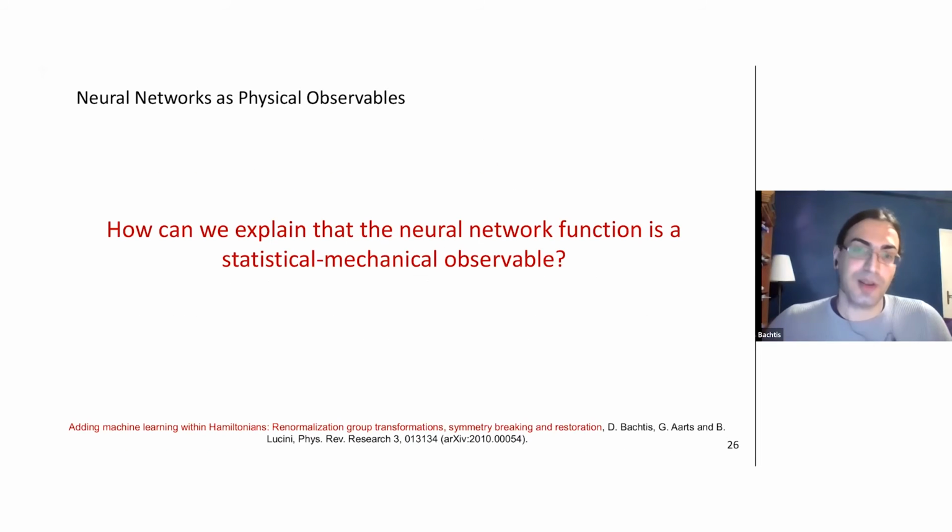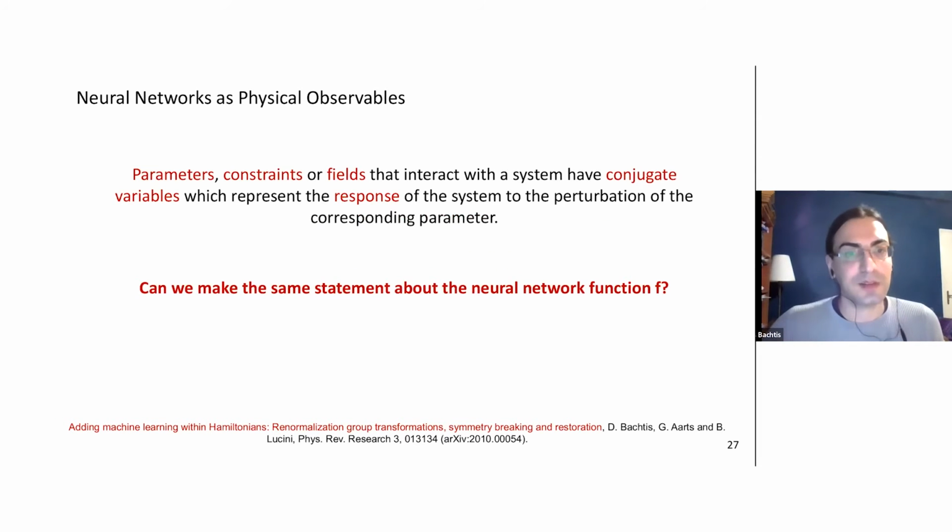Now to move on: how can we explain that the neural network function is a statistical mechanical observable? Of course, the neural network function is a quantity that we can calculate on a configuration, but how can we explain this further? We know from statistical physics that parameters, constraints, or fields that interact with a system have conjugate variables which represent the response of the system to the perturbation of the corresponding parameter. Examples are the pressure and the volume. Another example is the magnetic external field and the magnetization.